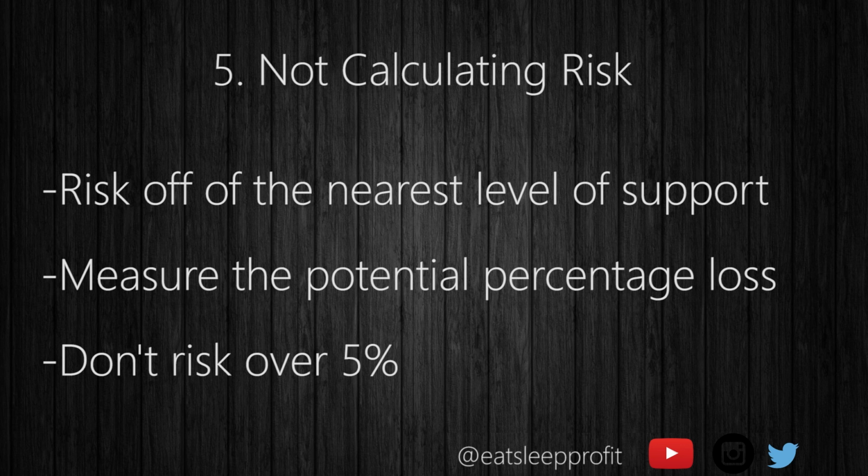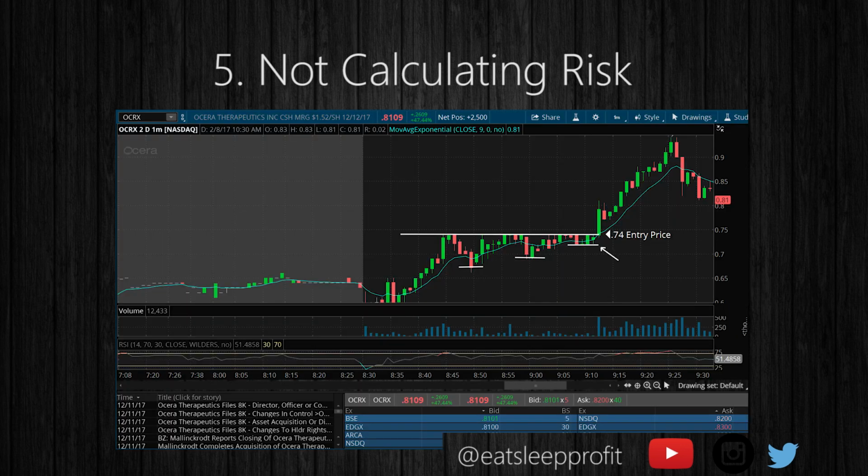So me personally, I don't like to risk over 5%. Anything 5% and below, I like to use the nearest level of support, and that's pretty much how it goes. You can see here with this chart on OCRX, if I'm getting into an entry price at 0.74, looking to play that breakout from a triangle pattern, the nearest level of support off that small pullback is around 0.71, 0.72. That's what I'm going to be risking off of, and that's going to maintain within that 5%.